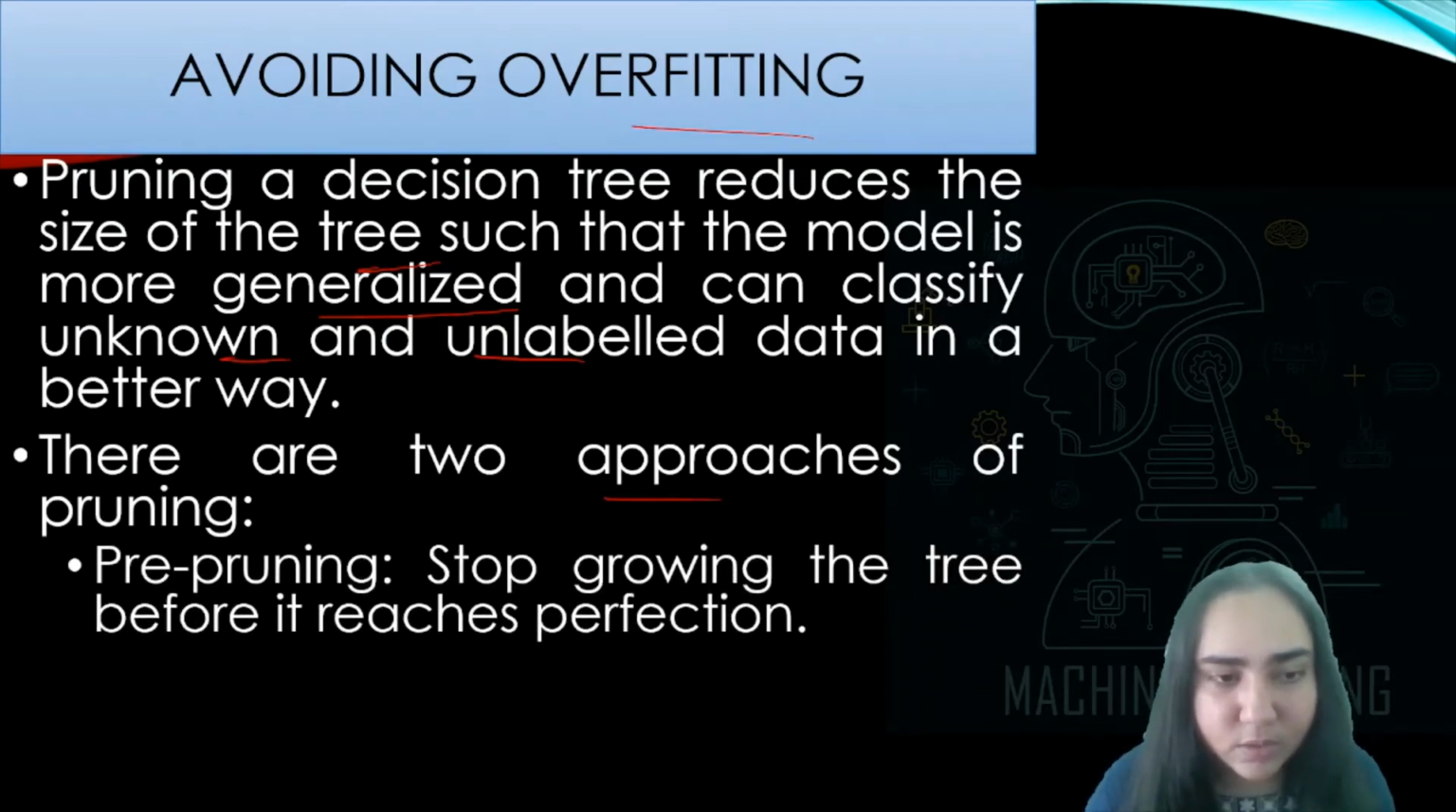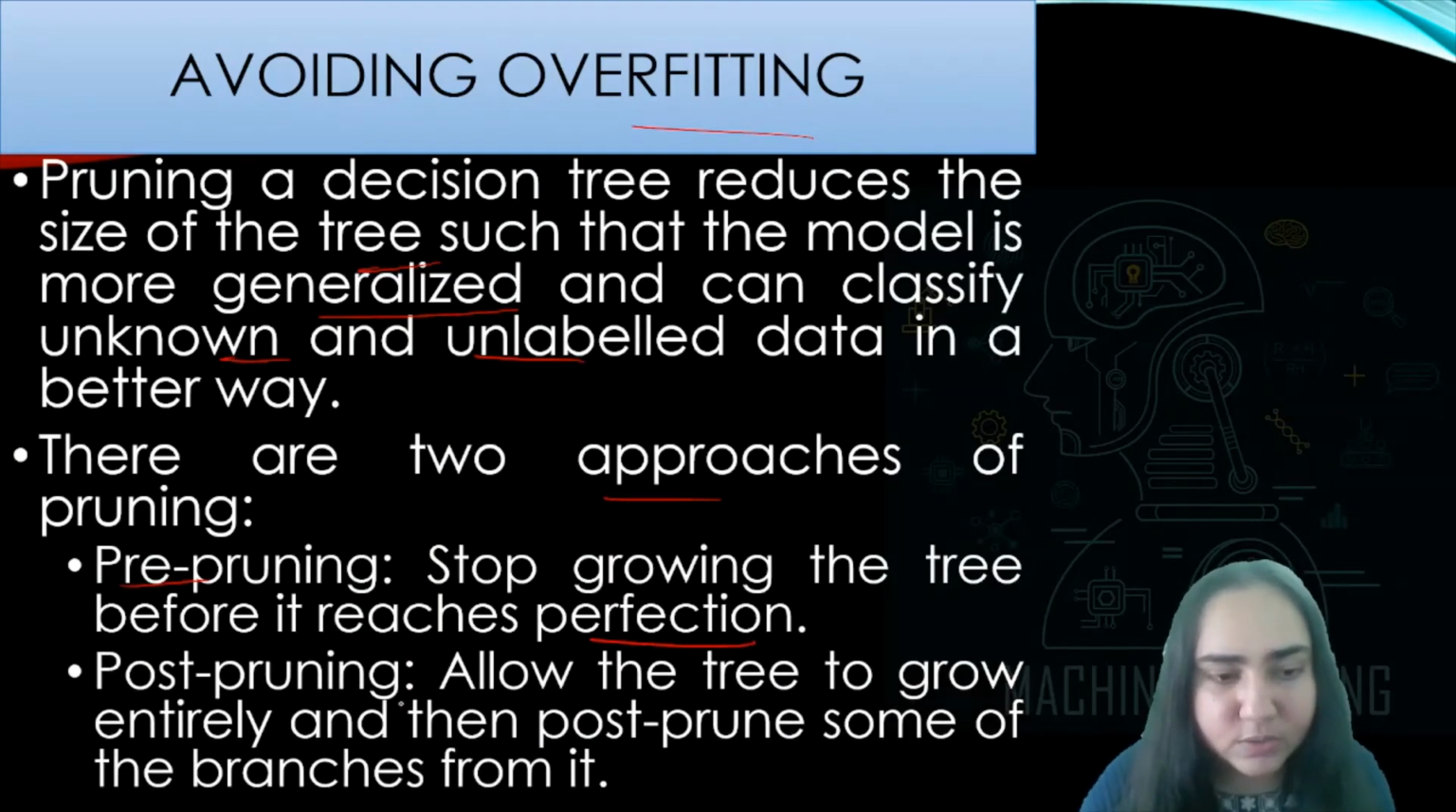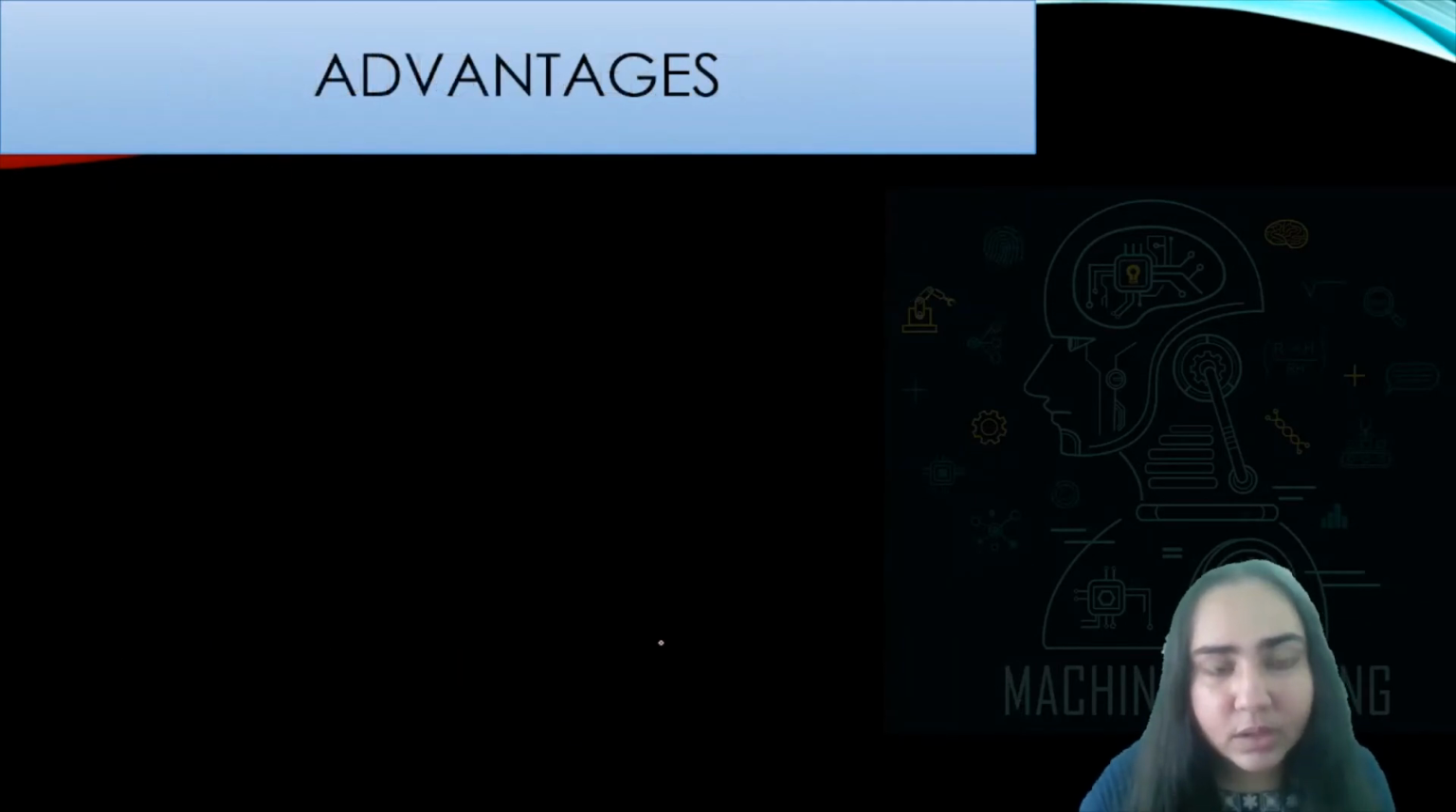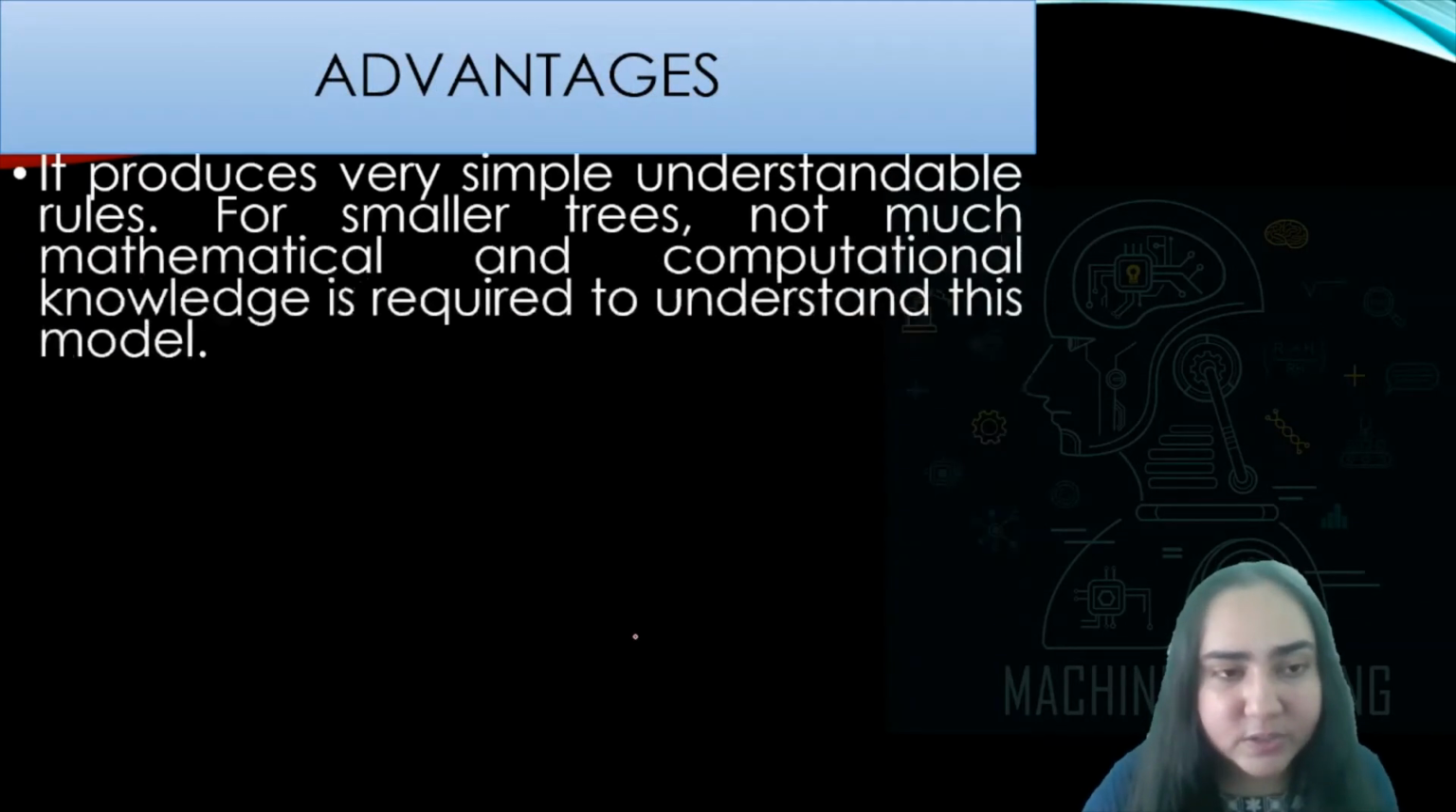One is called pre-pruning. So this is where you stop growing the tree before it reaches perfection. And there's also post-pruning, where you allow the tree to grow entirely, and then you remove some of the branches from it later. Now, what are the advantages of having a decision tree?